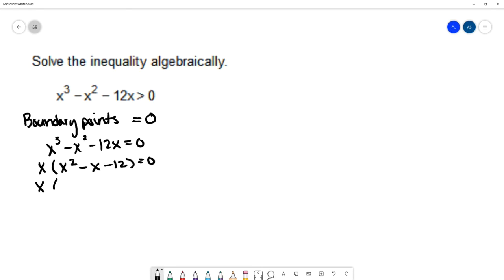I can factor some more. Get x times x is x squared. 4 times 3 is 12. If I put a negative on the 4 and a positive on the 3, that will give me the right number in the middle. And then I can set each factor equal to 0.